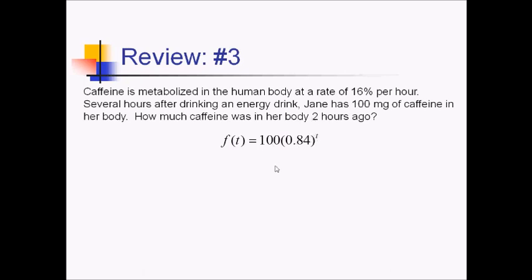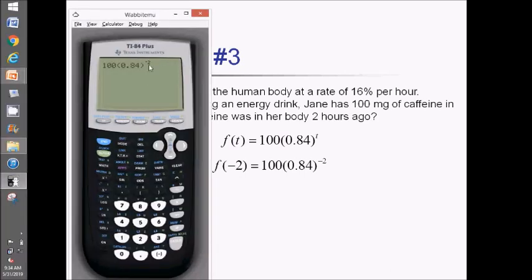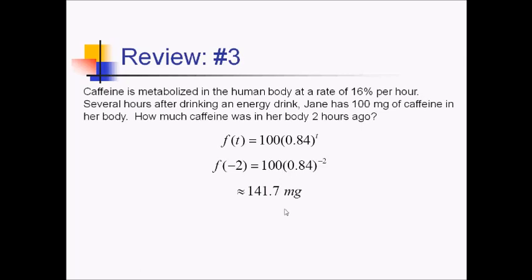Now, for this particular problem, we want to know how much caffeine was in the body 2 hours ago. So we have to actually go back in time by 2 hours, which means we need negative time. So we're going to plug -2 into this function, and let's do that on the calculator now. So plugging in that -2 for the exponent, we end up with about 141.7 milligrams of caffeine.